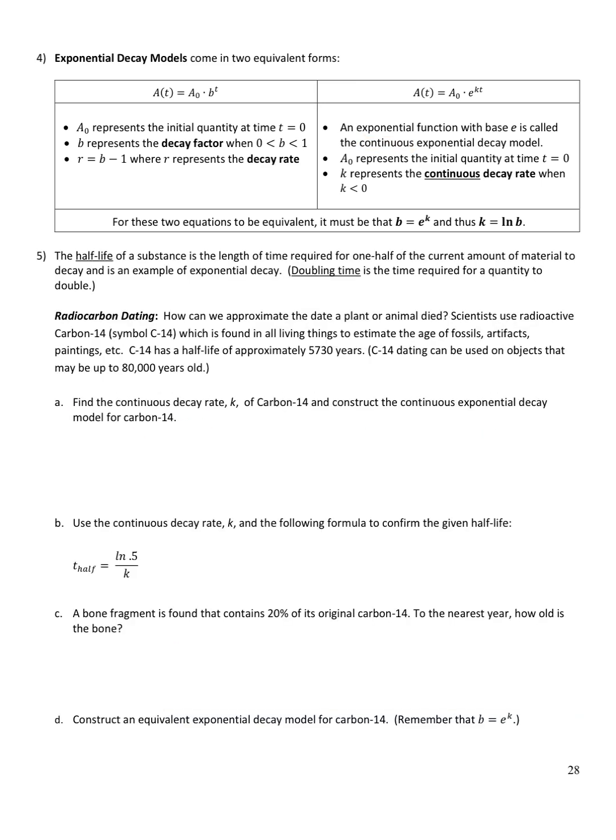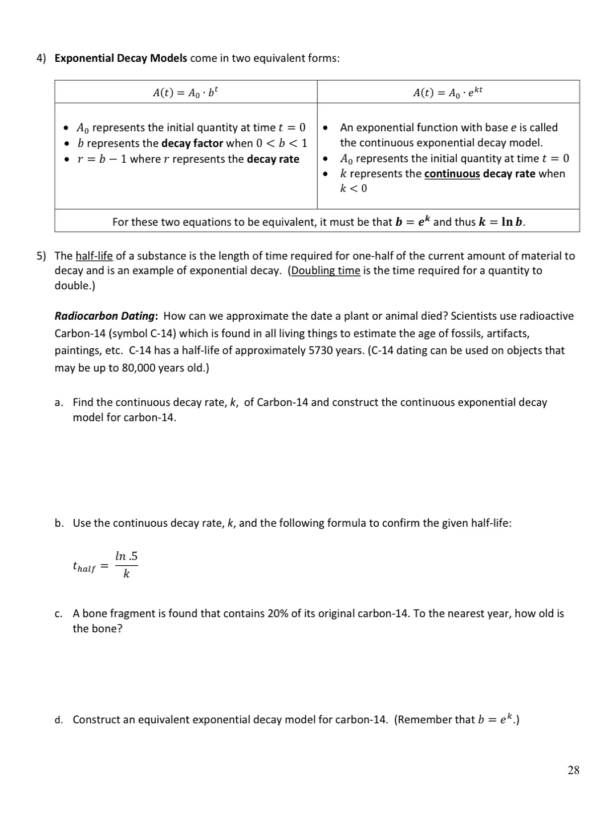Exponential decay models also come in two equivalent forms, A naught times b to the t. Again, A naught is our initial quantity. B is our decay factor. It will be less than 1. And r is b minus 1, and that is our decay rate. And then A naught e to the kt, this is called a continuous exponential model. A naught is the initial quantity. K is the continuous decay rate, and k will be negative. And then we have the same two equations to convert between the two models. Okay, b equals e to the k, and k equals ln b.